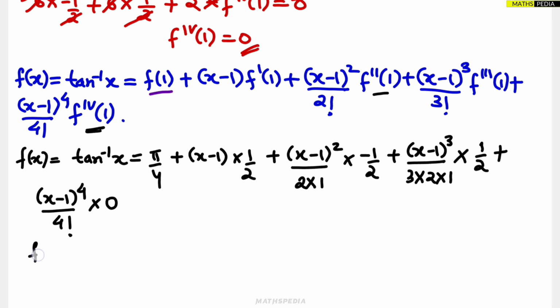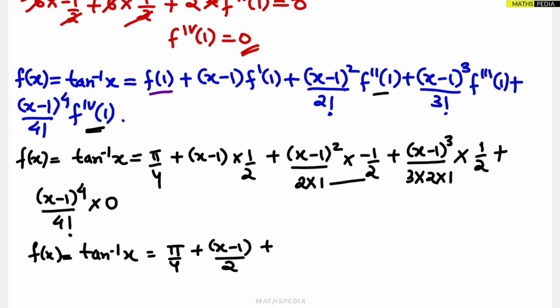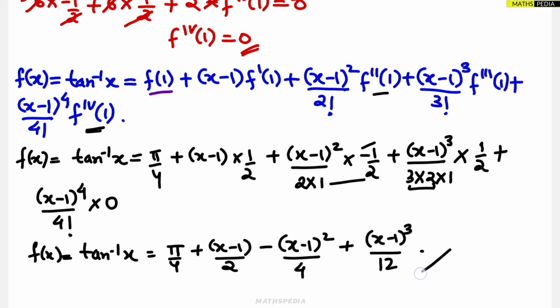So now simplification, f of x value equal to tan inverse of x equals pi by 4 plus x minus 1 by 2, plus now this particular thing becomes minus, you have to put, right? So here minus is there, so that's why minus x minus 1 the whole square divided by 4, then plus x minus 1 power 3 divided by, this is 6 into 2, 12, right? This will be the final answer.